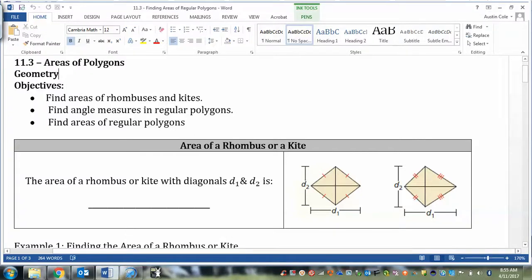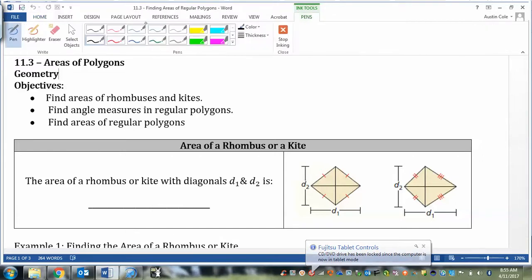Alright guys, so the first couple that we're going to talk about are kind of our special cases for what we're doing today, okay? Kites and rhombuses. So the area of a rhombus or a kite with diagonals D1 and D2 is 1/2 D1 D2. So 1/2 times the first diagonal times the second diagonal.